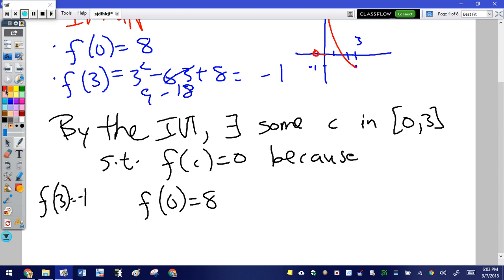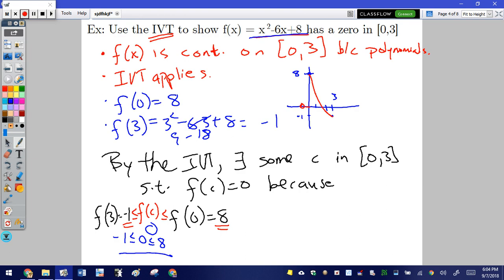And in between those, we've got to pass through everything, right? So f of c must be between negative 1 and 8, because these could be inclusive as well. And because 0 is between negative 1 and 8, inclusive, this statement must be true. So because the endpoints create these two boundaries, basically below and above, I've got to pass through everything in between, there must be some number that creates 0, which is what I want. It doesn't tell me where it is. It simply tells me that such a number must exist, hence the idea of an existence theorem.